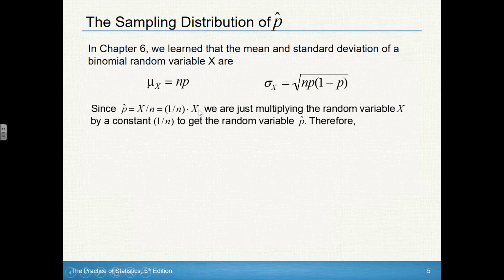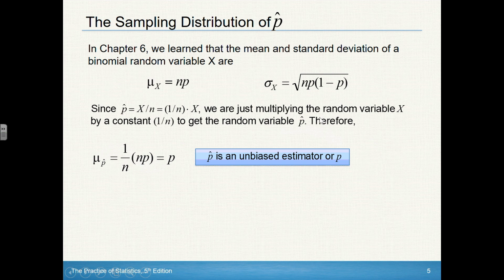Now, we've already established if the distribution is binomial, then the mean is n times p, and the standard deviation is the square root of n times p times 1 minus p. Since p hat is x over n, that's the same thing as 1 over n times x. We're just multiplying the random variable x times the constant 1 over n to get the random variable p hat. So we can use these binomial rules to develop this mean as 1 over n times n p, or p.